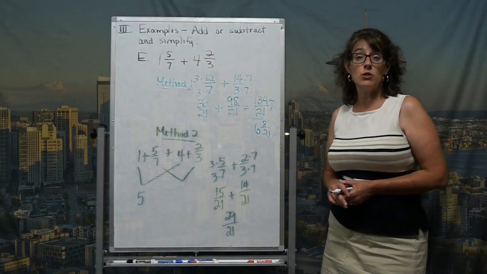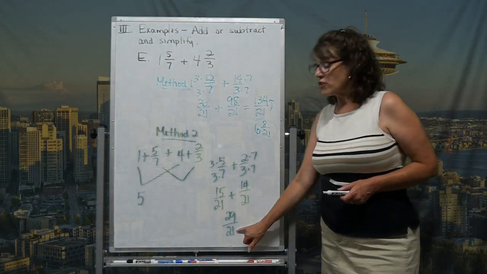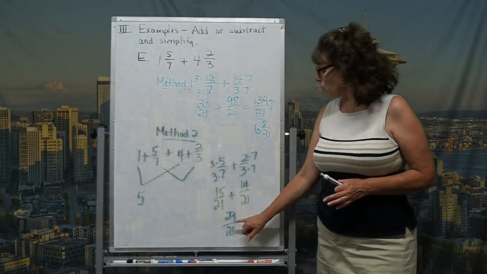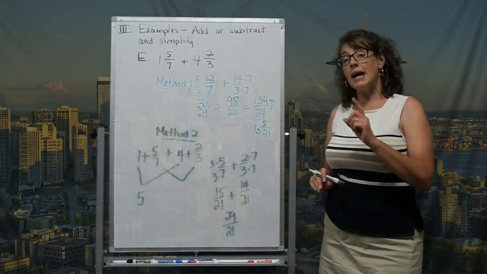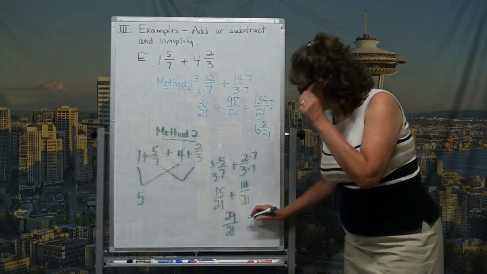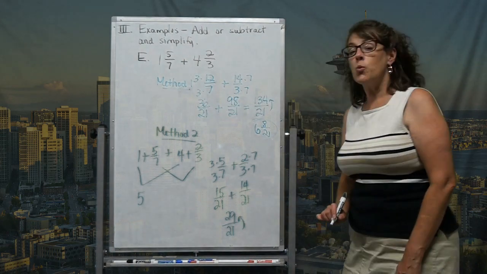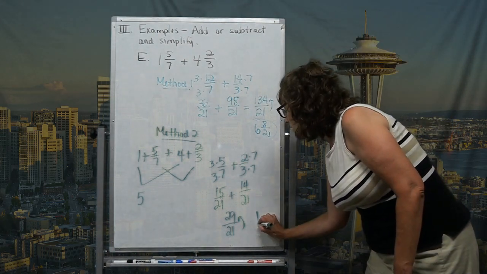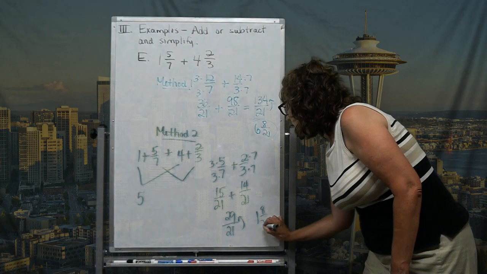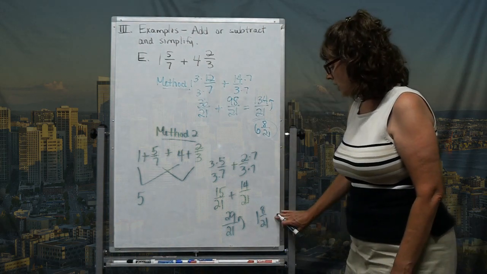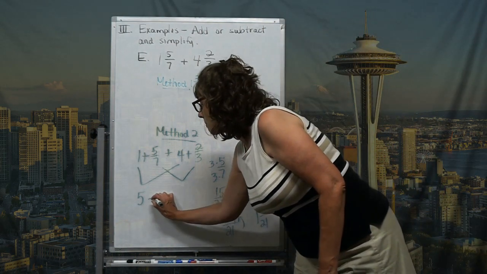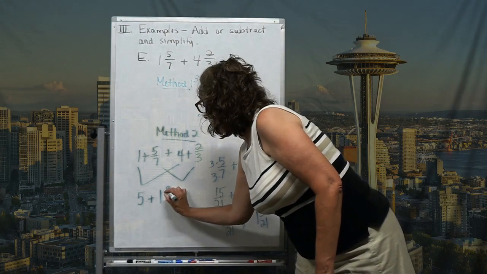Yet again, I do need to attempt to simplify. But that 3 and that 7 that go into 21 will not go into 29, so I am going to convert it into a mixed number by dividing up. 21 goes into 29 one time with a remainder of 8. But remember, this 1 and 8/21 is going to be combined with that 5.